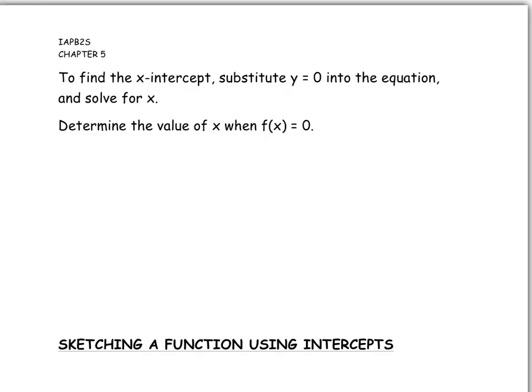Now to find the x-intercept, we substitute y equals 0 into the equation and solve for f of x. So again, f of x equals 2x plus 5. Now I'm saying that y is equal to 0, so f of x equals 0. Again, this is the representation of y. So we are saying that 0 equals 2x plus 5, and I'm going to solve for x. Minus 5, you get 2x, you divide by 2, and x equals -5 over 2. So this would be your x-intercept.